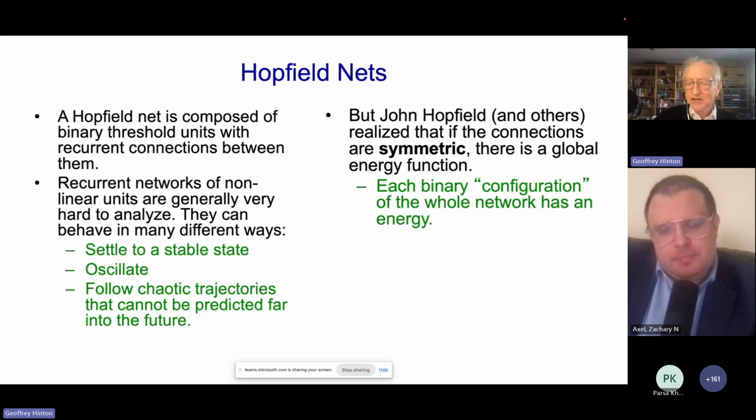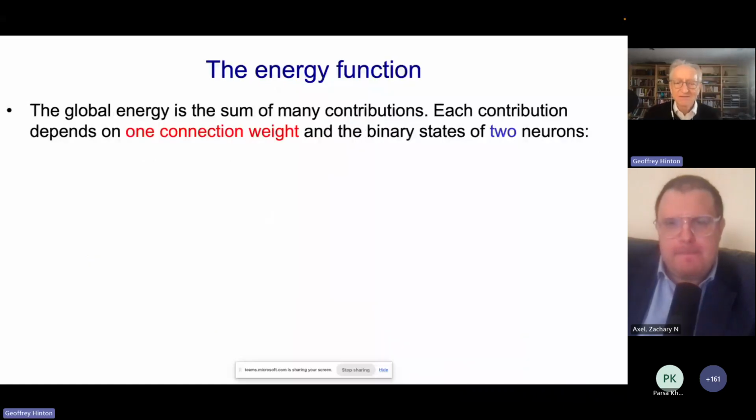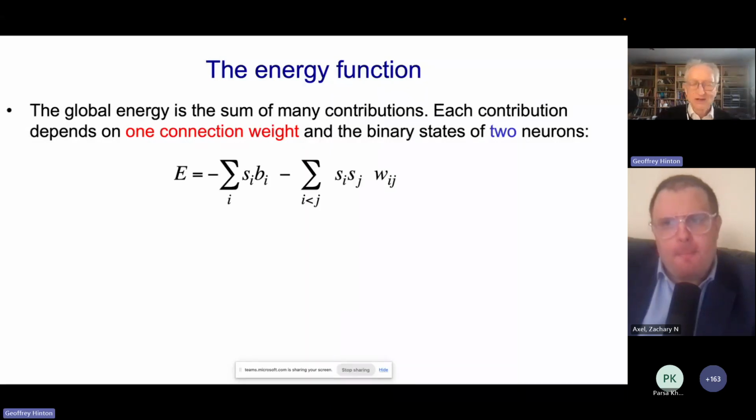So now each binary configuration of the whole network has an energy. And what I mean by a binary configuration is an assignment of ones and zeros to all the neurons in the network. That's a configuration. And the binary threshold decision rule is going to cause a unit to adopt whatever state minimizes the energy. So if we have a whole bunch of neurons, there's an energy function that's the sum of many different contributions. And this energy function is going to control what happens when the network settles down.